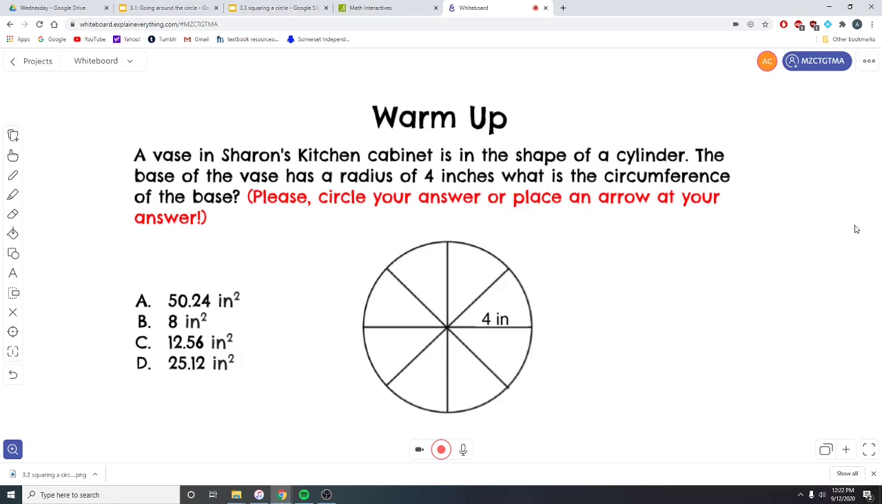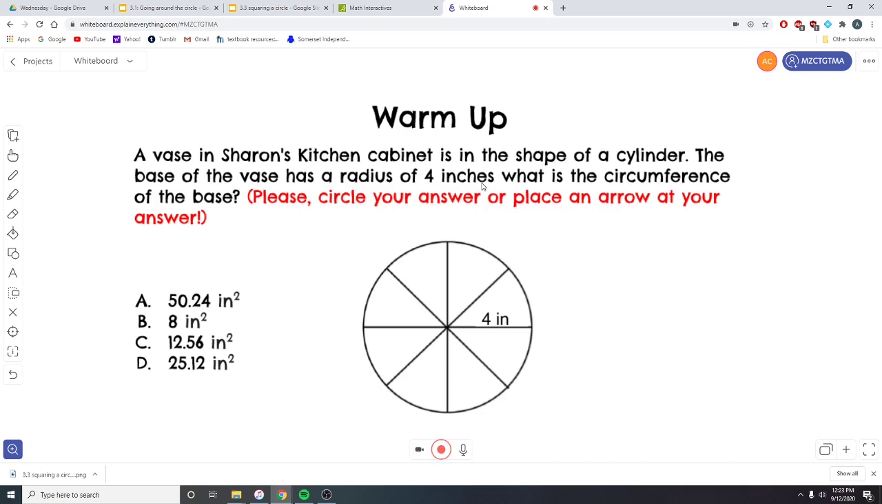It says a vase in Sharon's kitchen cabinet is in the shape of a cylinder. The base of that vase has a radius of 4 inches. What is the circumference of the base? In this case, you will have to either circle or point at your answer, but we are given an image. Now, notice it says the radius is 4 inches.